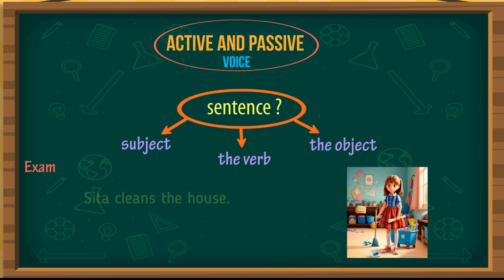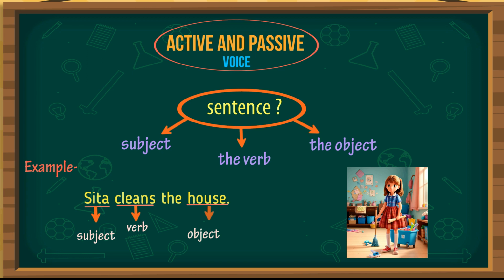First, let's understand what is a sentence. Sita cleans the house. Sita is the one doing something. This means Sita is the person doing the action, and we call her the subject. The action is cleans. Cleans is the word that tells us what Sita is doing. We call this the verb because it's an action in the sentence. Where is she cleaning? The house is the object. The house is the place where the action is happening. We call this the object.